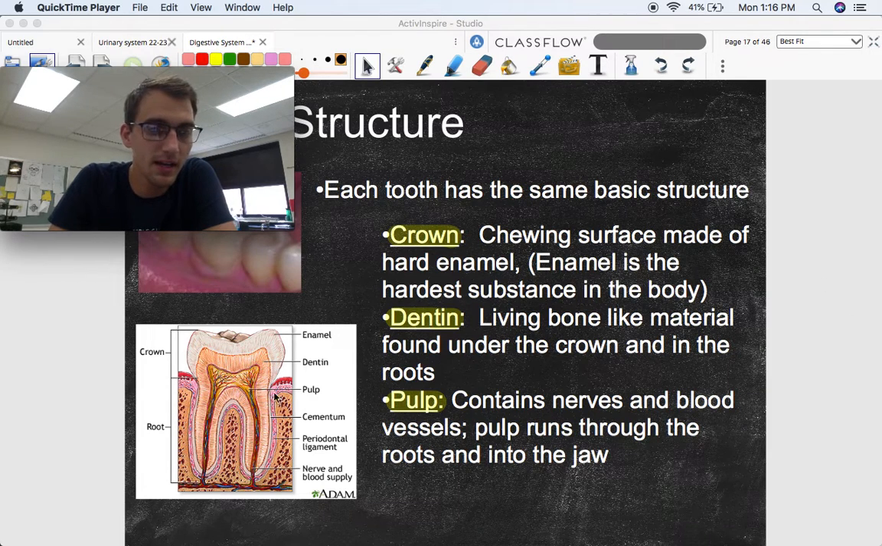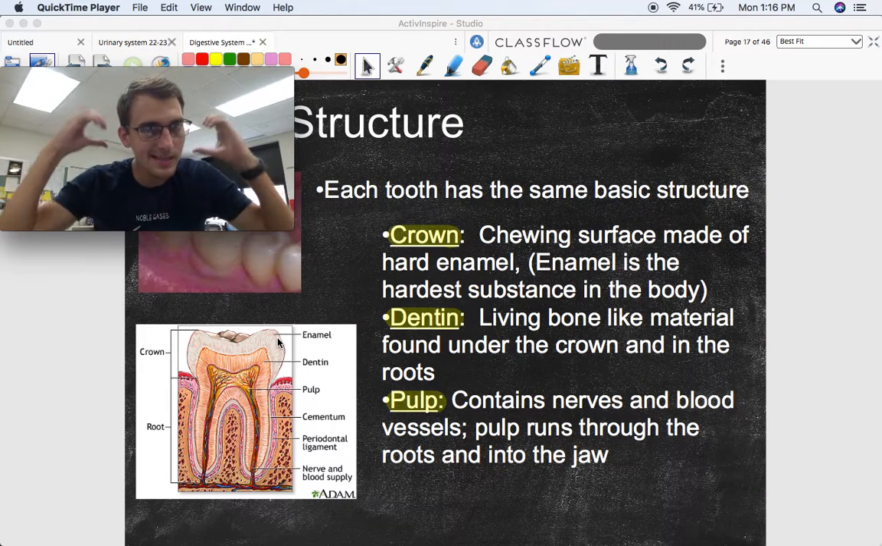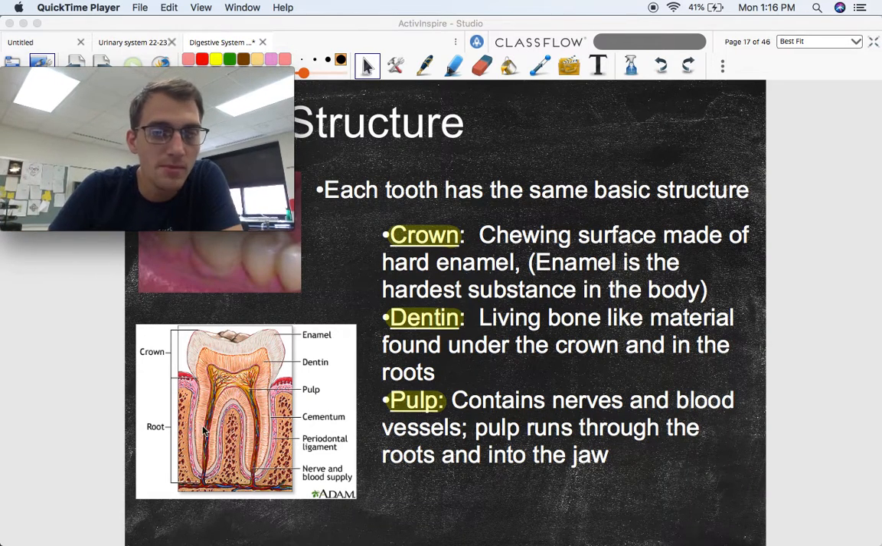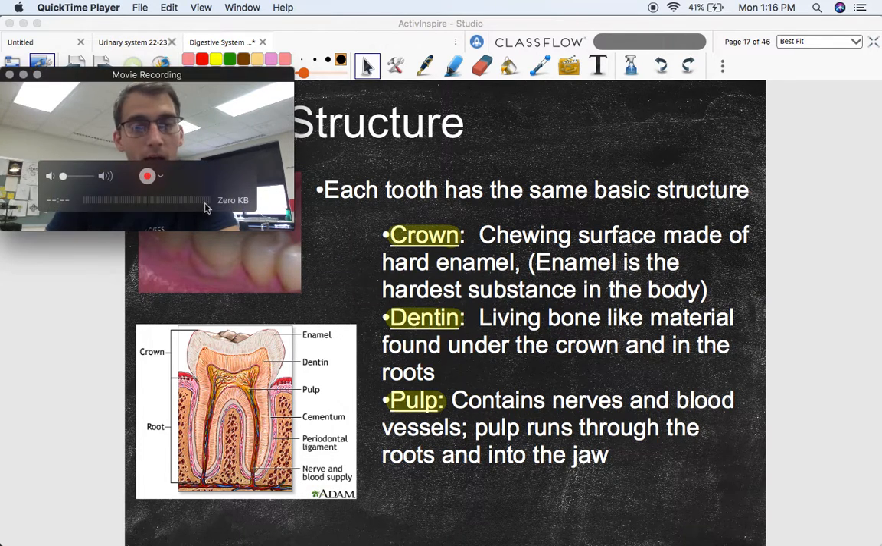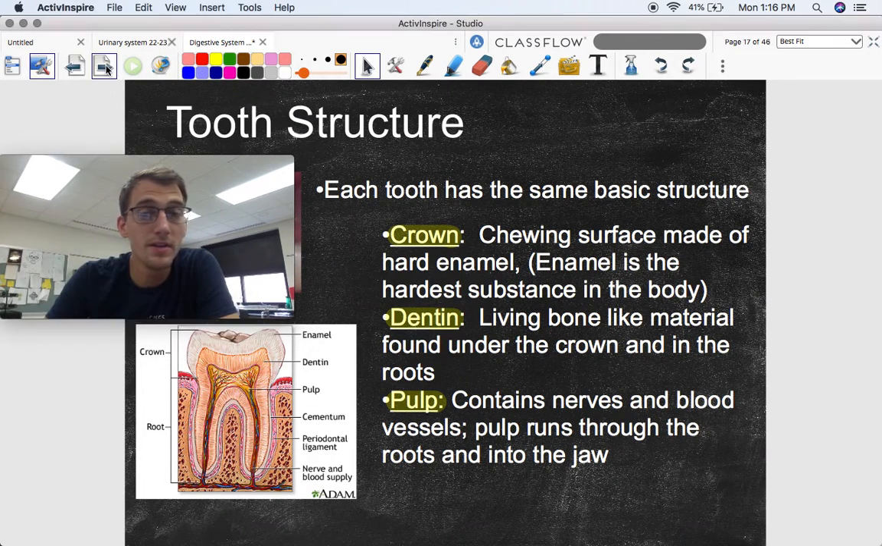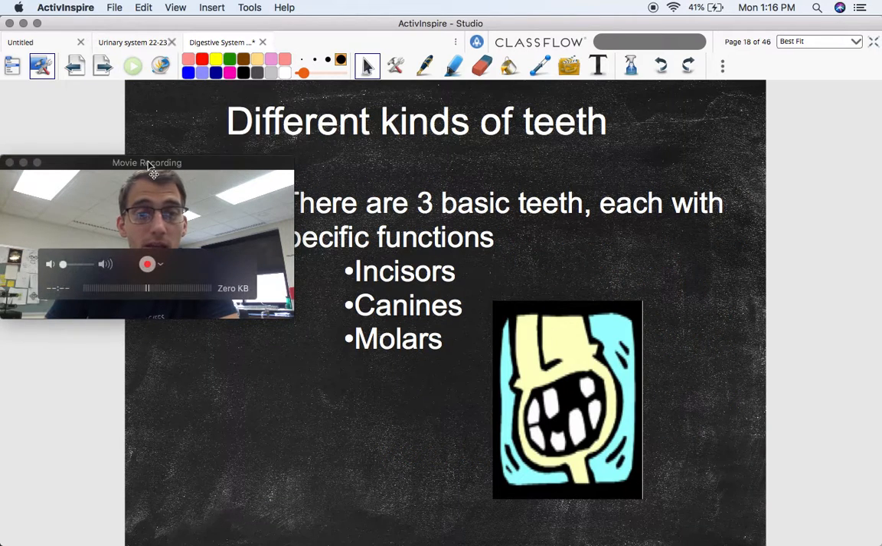So here's a nice image. Here's the crown. Okay, it's called a crown because it's shaped a little bit like a crown. Just deep to that is the dentin. Like I said, it's the living bone-like material. It's got holes in it and that kind of stuff. And then here's the pulp where the blood vessels and nerves are. So I misspoke before and I apologize. But yeah, there you go. There's your periodontal ligament, and then there's the nerve and blood supply. There's 3 main parts of your teeth.